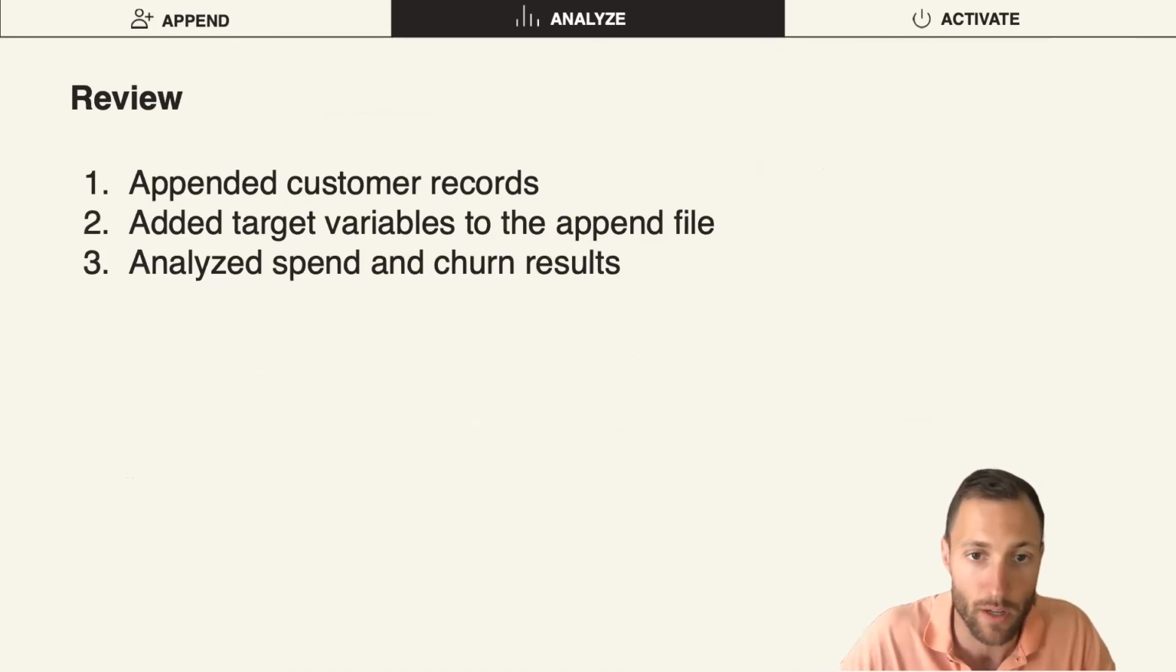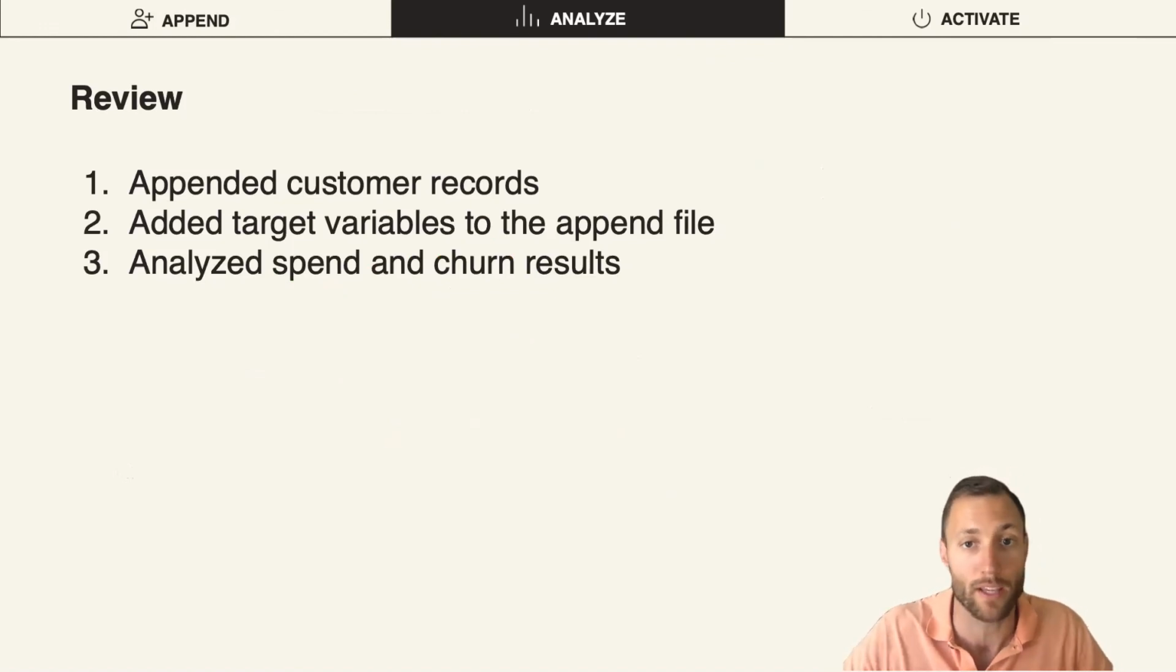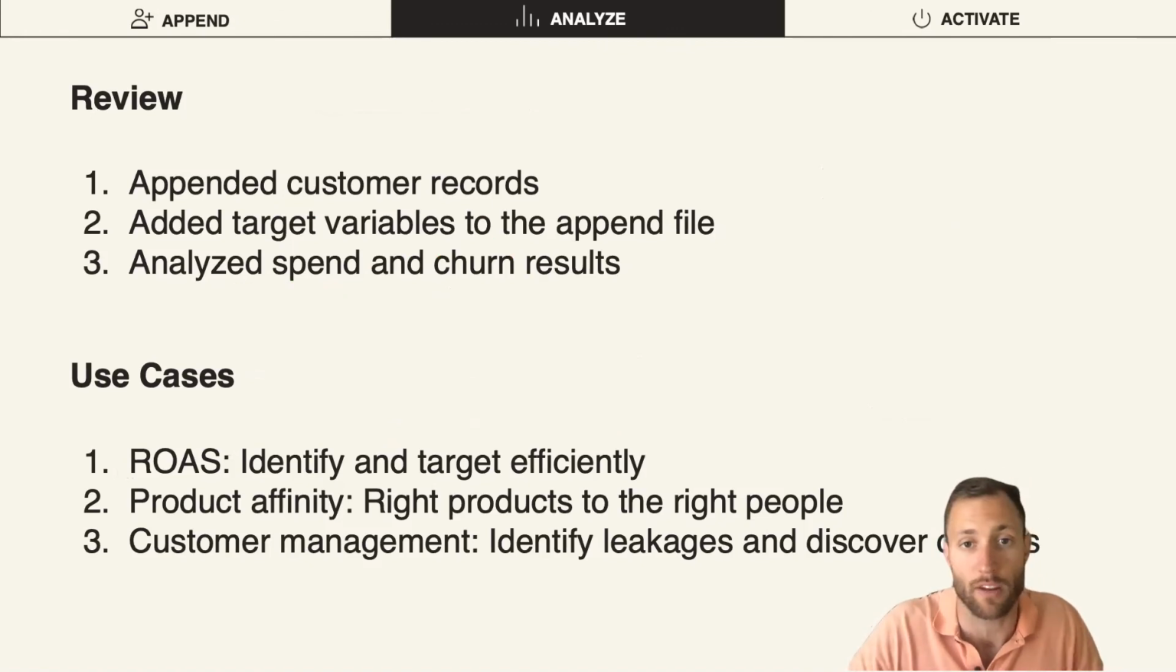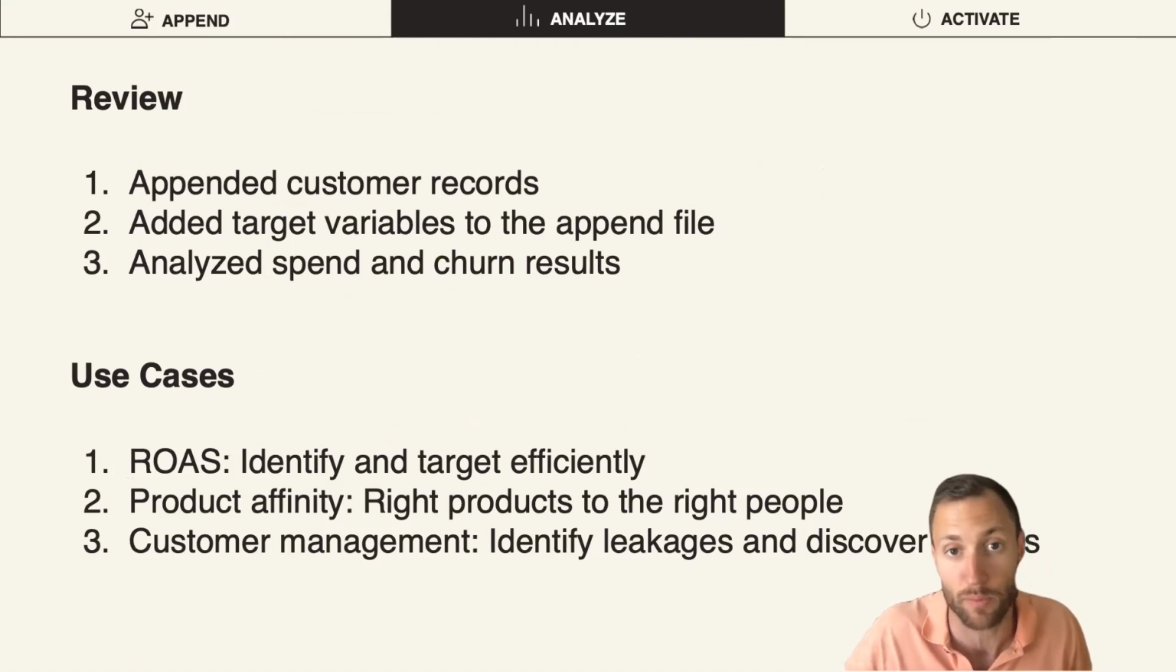Okay, just in review here, we appended customer records. We added target variables to the append file, like spend and churn. And then finally, we analyzed the spend and churn results in a manual way, as well as an automated way with the customer segmentation tool. Some use cases for this segmentation tool are return on advertising spend. So you can identify and target efficiently. Instead of hitting the entire market, we could just send physical mail to all the people in the babies, birds, and blessings segment that we already know spend a lot, and they also have an affinity for our product.